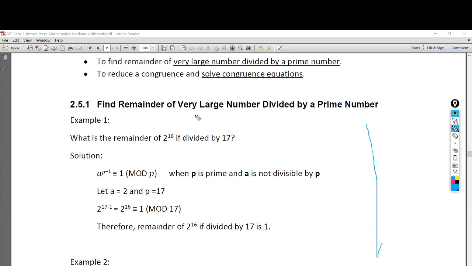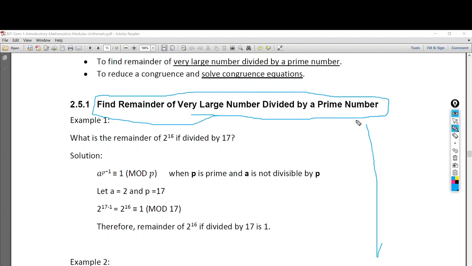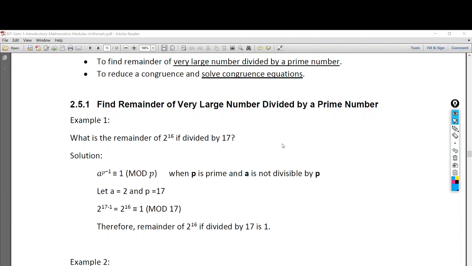Finding the remainder of a very large number divided by a prime number: how to calculate that value easily? Sometimes if it is a very large number, even your calculator is not going to work, because calculators also have limitations. So using Fermat's little theorem, with a small tactic, we can calculate the remainder.